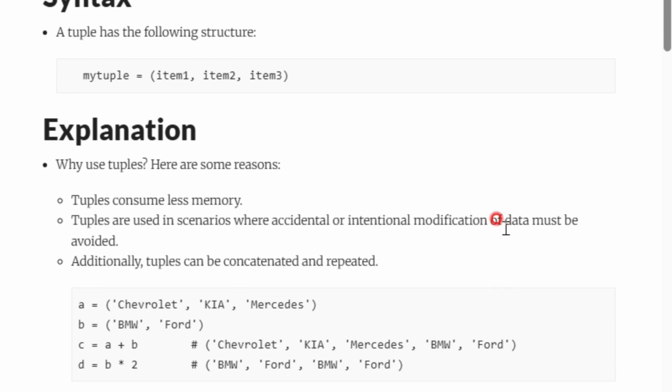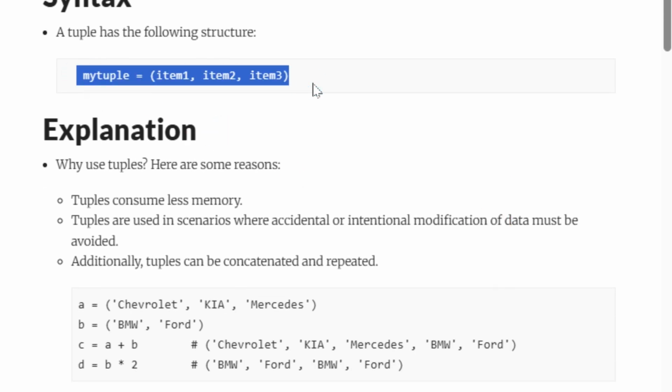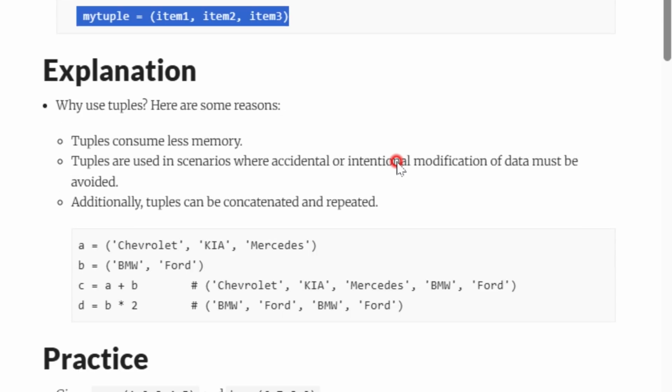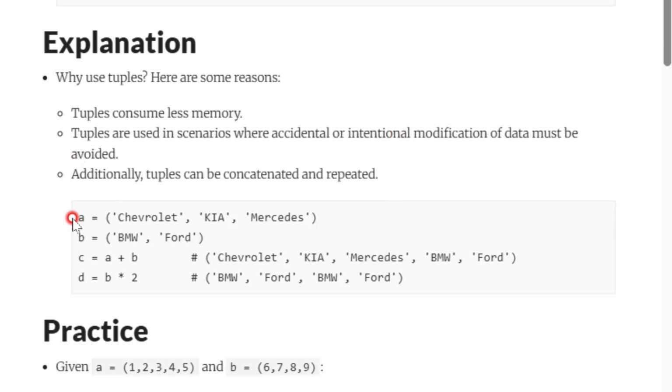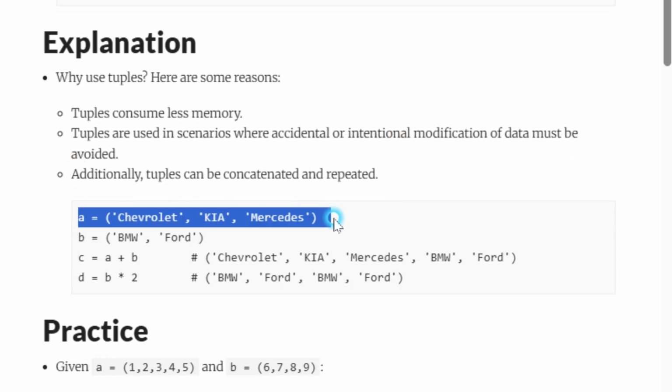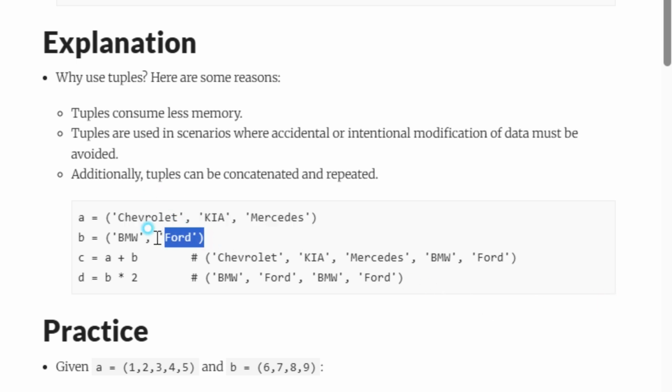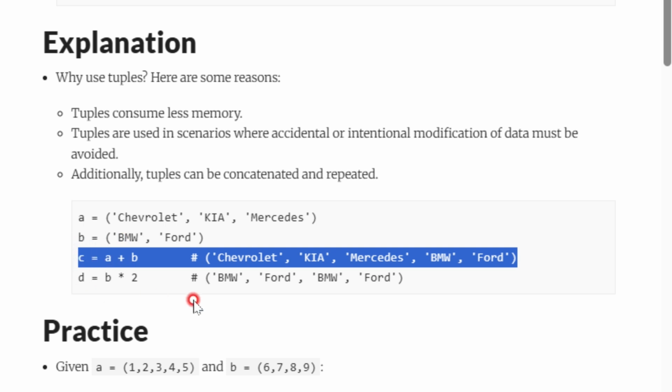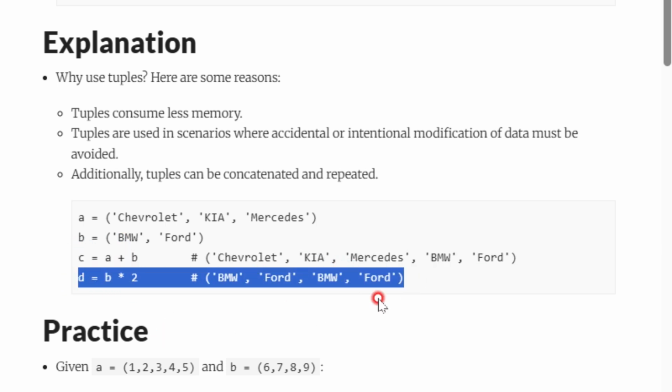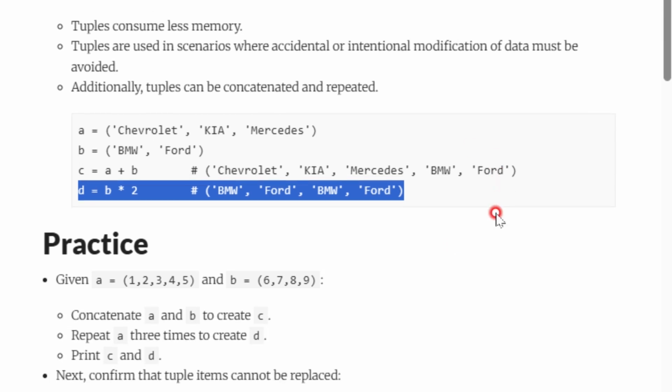Tuples are represented using parentheses. For example, if we create a tuple of car brands, it might look like this: Chevrolet, Kia, and Mercedes inside parentheses. If we want to add more elements, we can combine two tuples together. For example, if we have another tuple with BMW and Ford, we can combine the two tuples into one. Python allows this using the plus sign, which joins the two tuples together. If we need to repeat the same tuple multiple times, we can use the multiplication operator, which duplicates the tuple as many times as we specify.